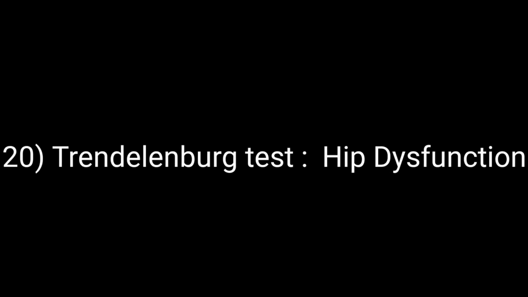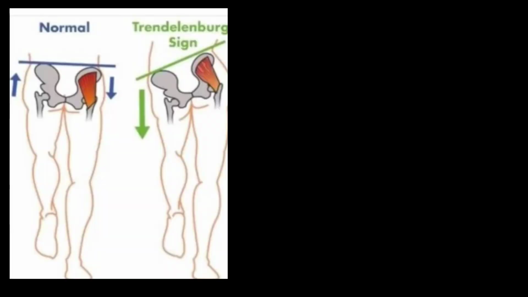Point number 20. Trendelenburg test is used for assessing hip dysfunction. A positive Trendelenburg test usually indicates weakness in the hip abductor muscles like gluteus medius and gluteus minimus. It is also carried out as a part of a physical examination to determine the competency of the valves in the superficial and deep veins of the legs in patients with varicose veins.